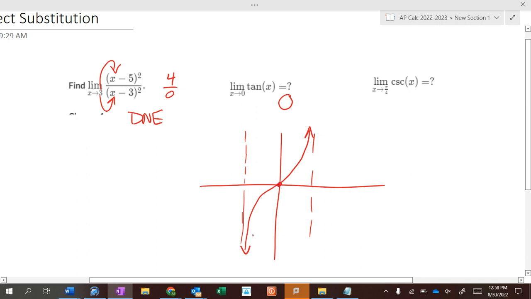And so you can see from the graph that tangent as we approach 0 is 0. Okay? And then the next one would look like this, and so on.